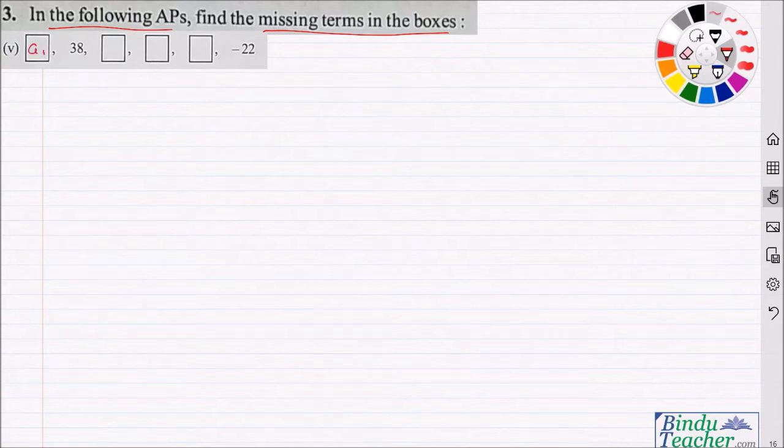A1 is unknown, A2 is equal to 38, A3, A4 and A5 are unknown, and the value of A6 is minus 22. Okay, so first let's write down what we know from this question. So we have the value of A, or it is also called A1, equals unknown. Okay, so I'll draw a line here.